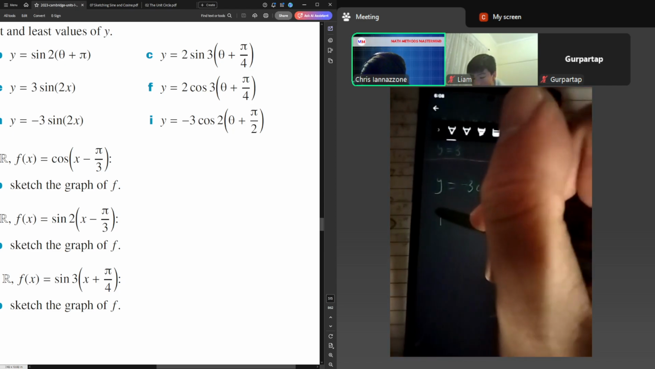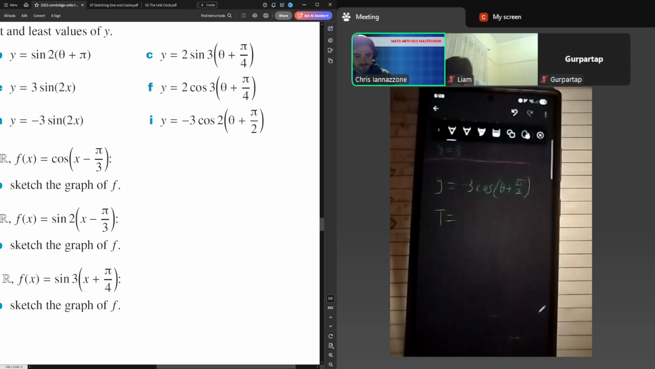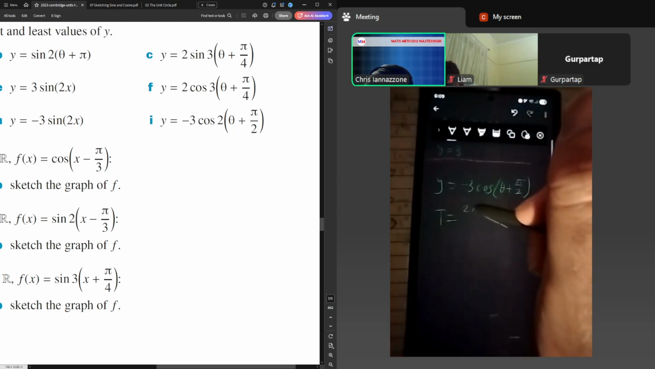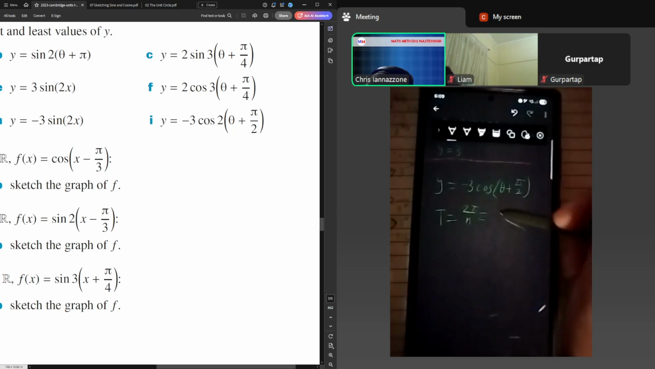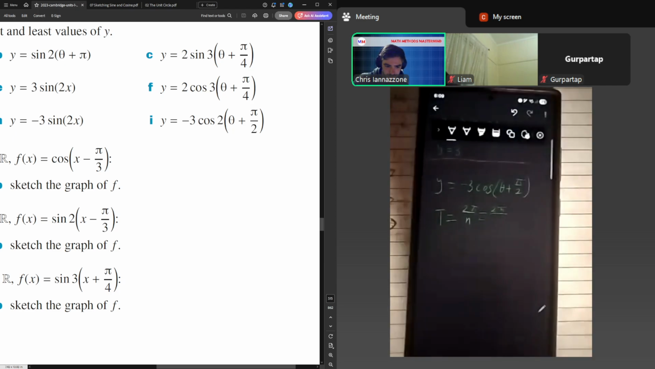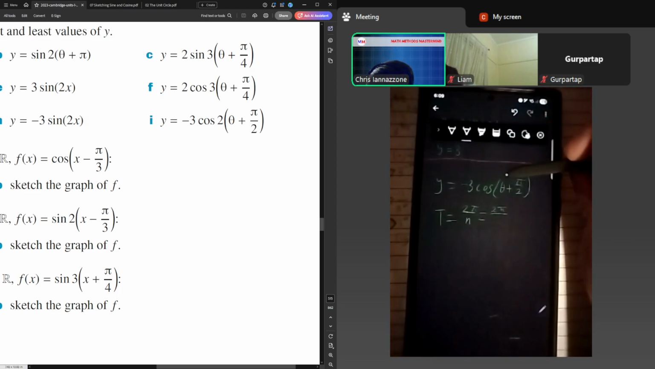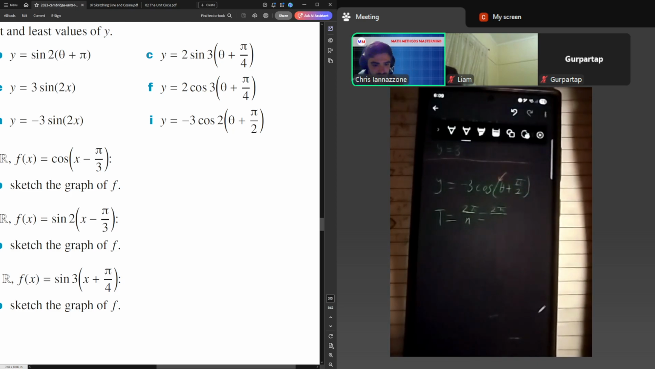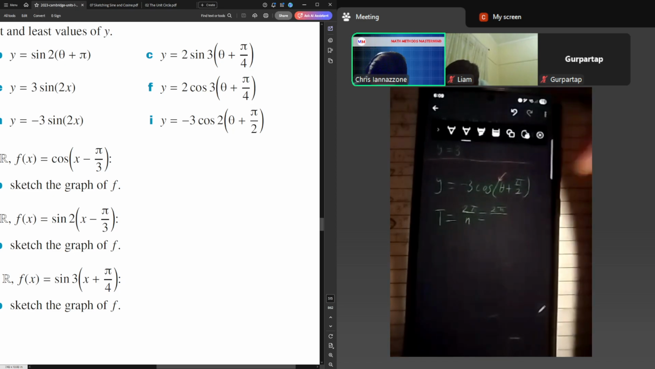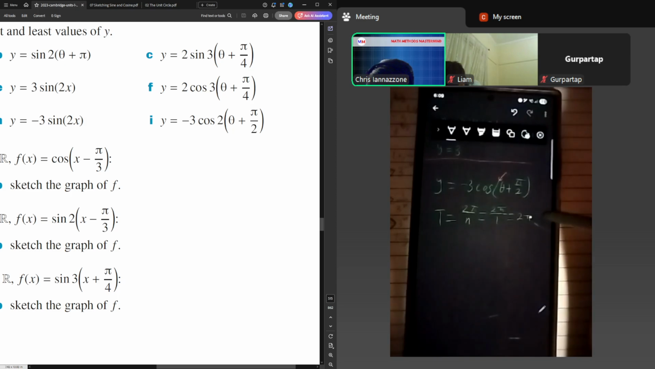So let's start with period. Period is what? Or how do we calculate it? 2 pi on n, yeah. So the next natural question to that would be, what is our n value? Is it 1? It is 1, yeah. So any coefficient is always going to be on the x value, or in this case, it's written as theta. And if there's no number there, it's implied to be 1, not 0. Okay. 2 pi on 1, which of course is just 2 pi.